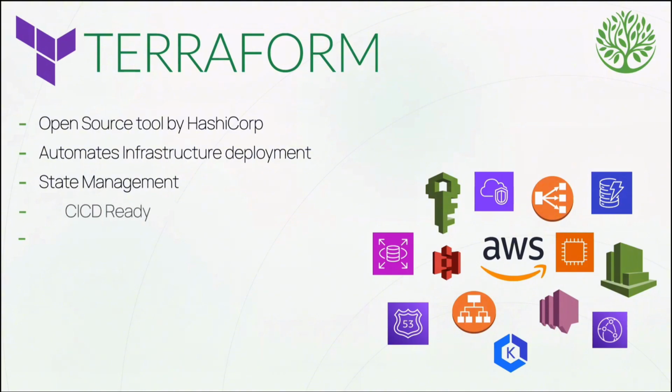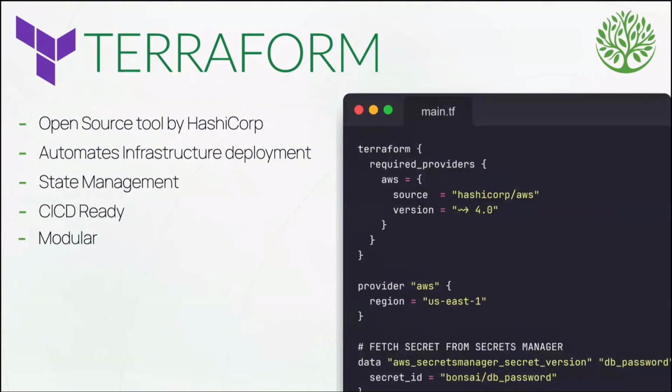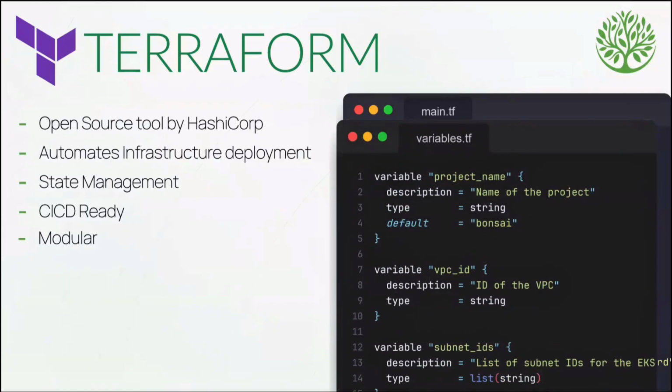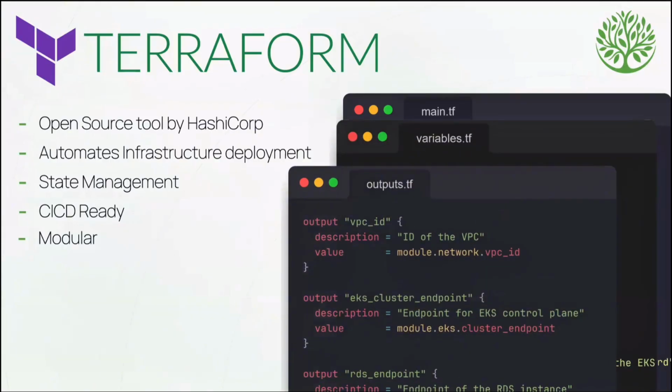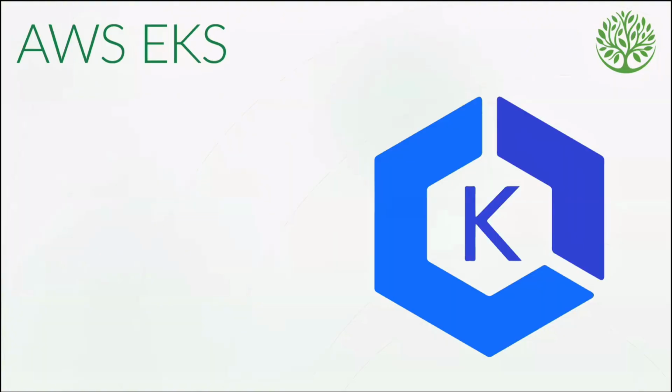Our setup is modular and reusable. We use variables to make the same code work across dev, test, and production environments. Terraform is integrated into our CI/CD pipeline, so any changes we push to our infrastructure code automatically run the plan and apply them through GitHub Actions workflows.